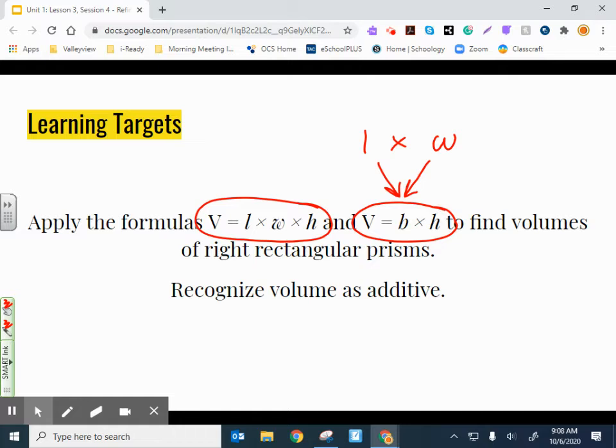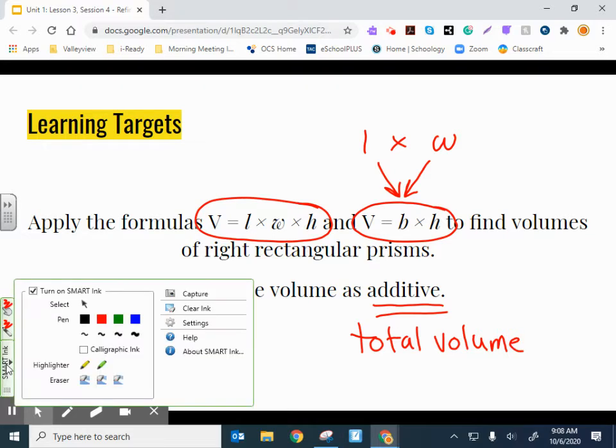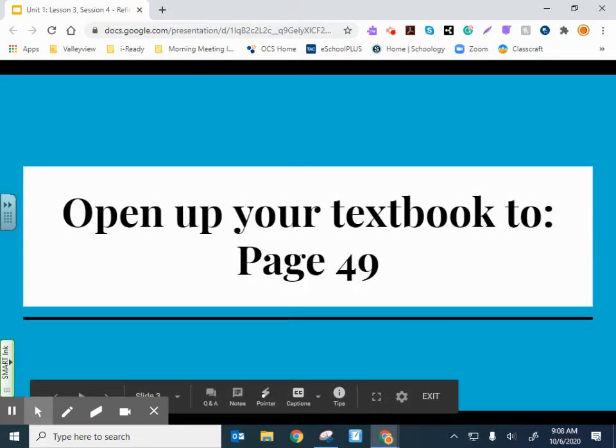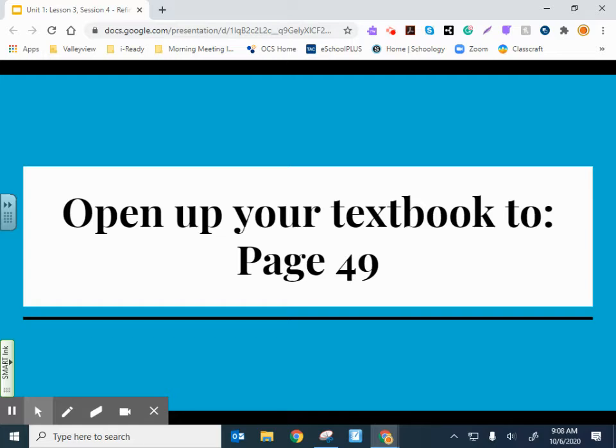And yesterday we realized that you could split apart a rectangular prism into different parts, and you can get the volume as long as you add them to get the total volume, the final answer. So far, so good. We're about to wrap it up with volume. This is the last lesson for volume before we have our quiz. All right, so start with your notes on page 49. Pause here.